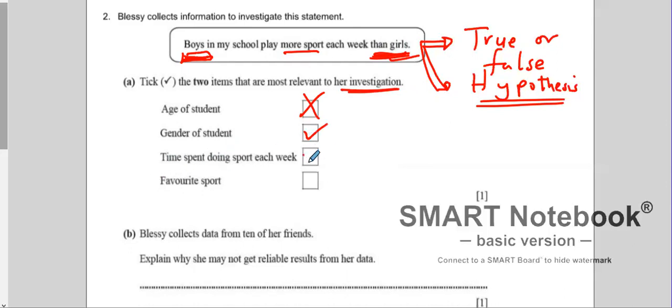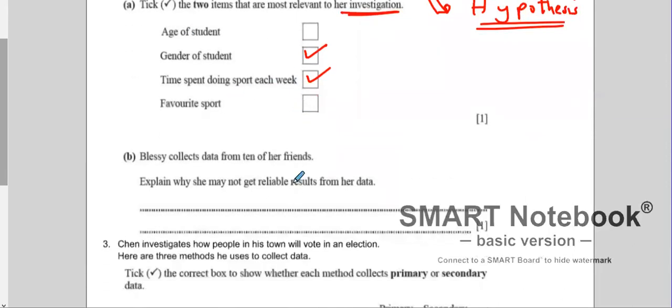Time spent, yes, that is very important because you are trying to investigate whether boys in that school play more sport each week than girls. So you have to find out how much time is spent by boys to play sport compared with the girls. Favorite sport, you don't have to know their favorite sport because the idea is to find out whether boys in the school play more sport each week than girls. So that means you'll be ticking only these 2, gender and time spent, okay? I hope that is clear.